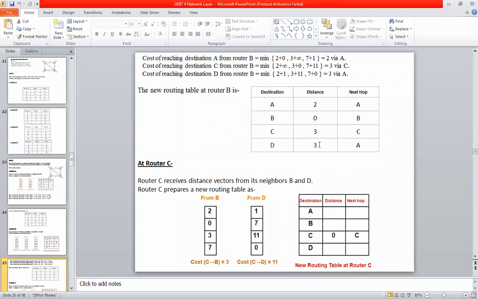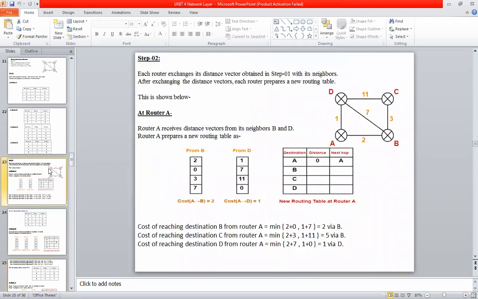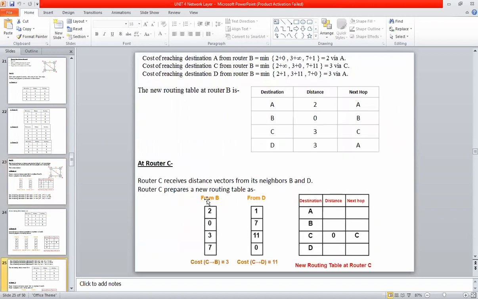Got it? Can you try for router C? We have to see this graph. For router C, which are the direct routes connected? That is C to D and C to B. Only 2 routes have been connected. So for router C, that is from B and from D.